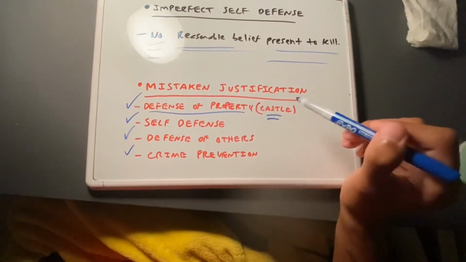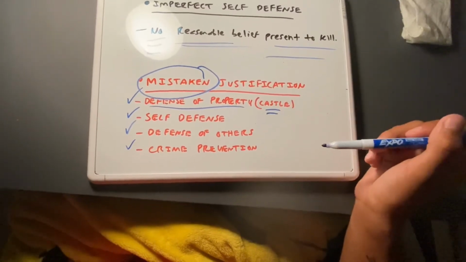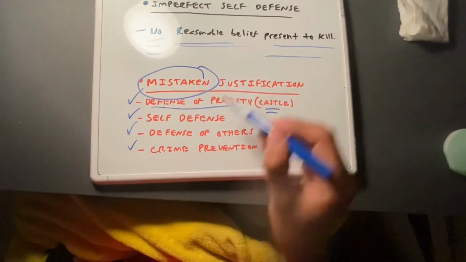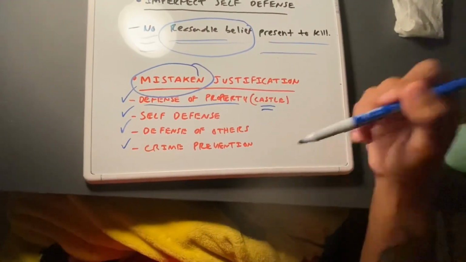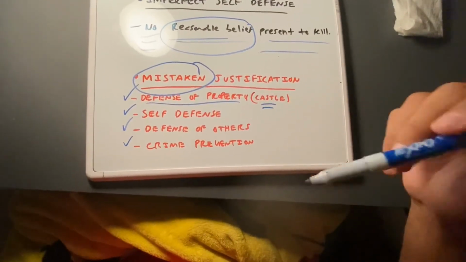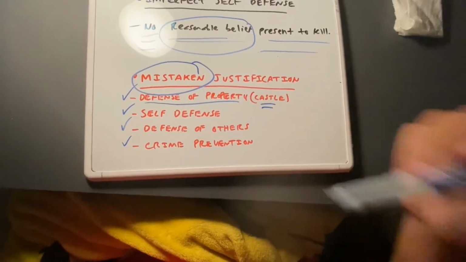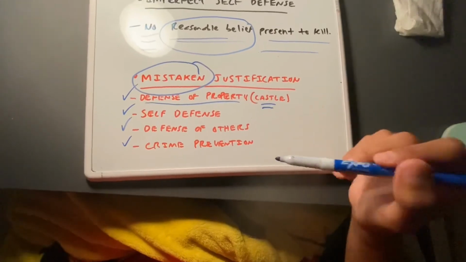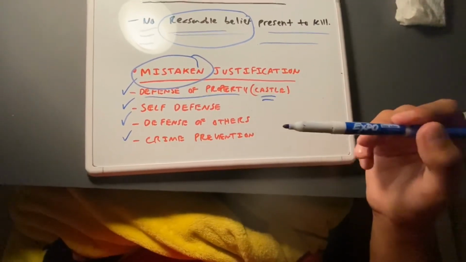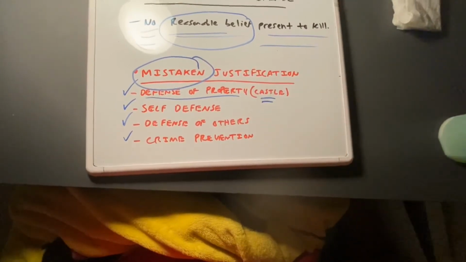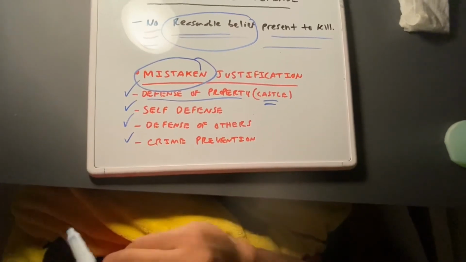Put check mark there. So mistaken justification under voluntary manslaughter is basically when defense of property, self-defense, defense of others, and crime prevention was mistaken. It just didn't cut it, right? It was unreasonable. It was not the reasonable belief. No present danger was there. Therefore, mistaken justification will be raised in order to mitigate the defendant's charge from either murder or first-degree murder to voluntary manslaughter. That is voluntary manslaughter in a nutshell.